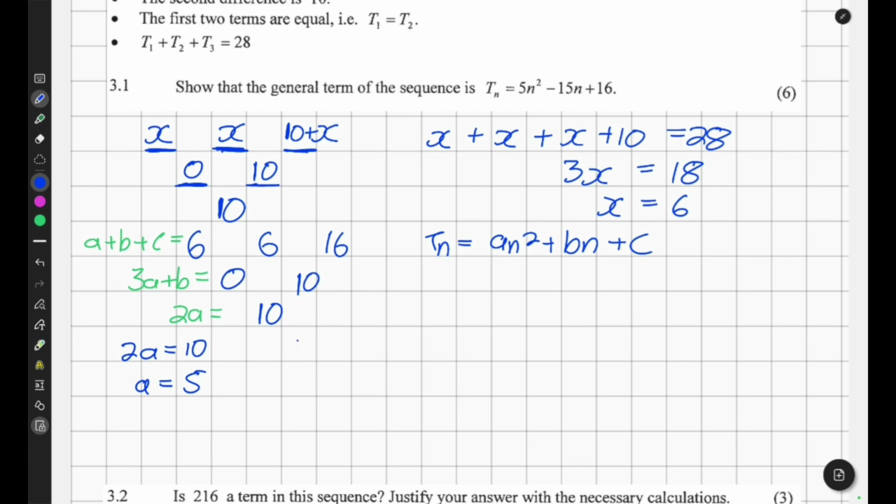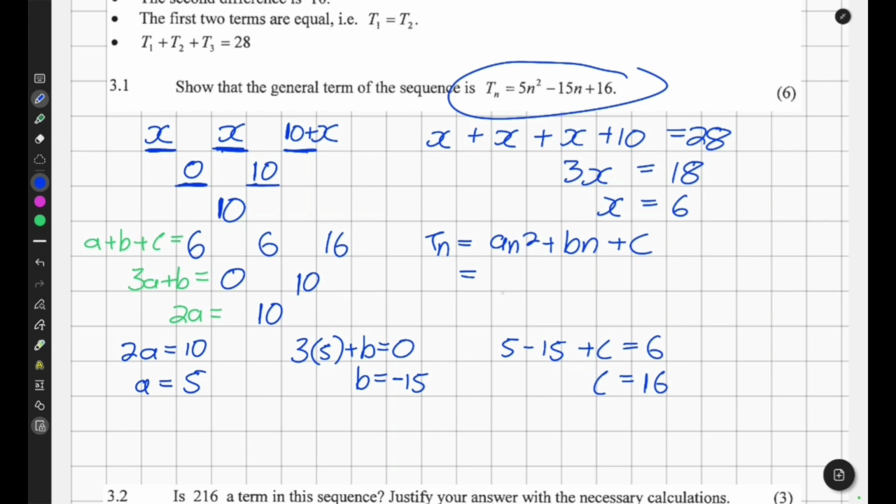Now to get b, I can say 3 times a, which I know is 5, plus b must equal 0, and therefore b is equal to 0 minus 15, which is minus 15. And then the c value would be 5 minus 15 plus c must equal 6. Now, 5 minus 15 gives me minus 10. I'm going to move it over, and then 6 plus 10 gives me 16.